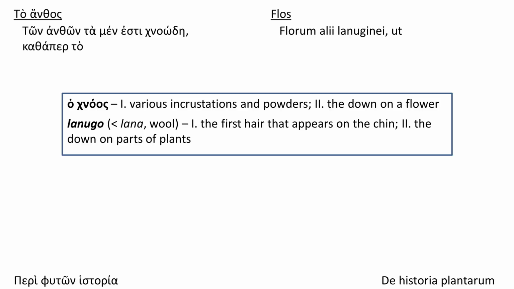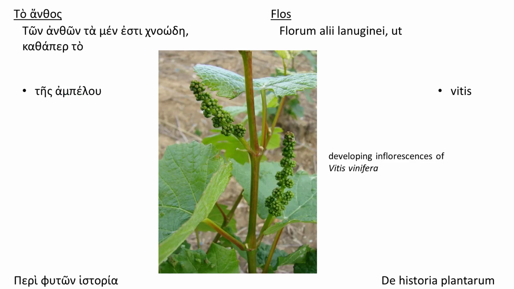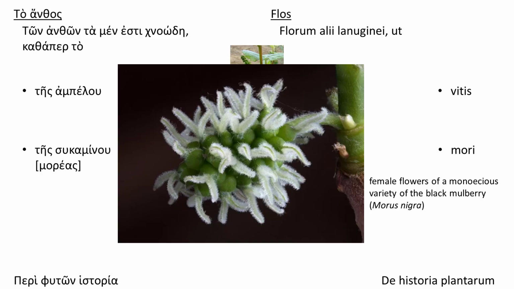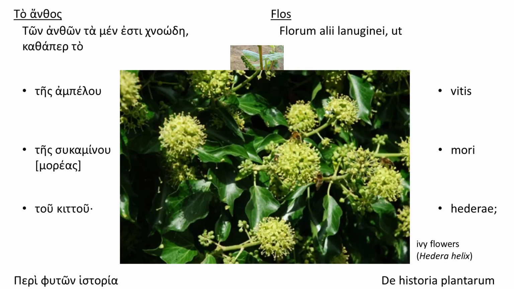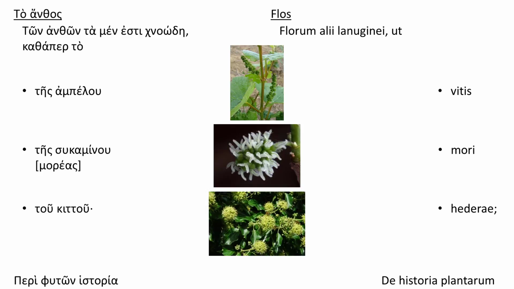Ton anthon ta menesti knoode, katsaper to tes ampelu. Of flowers, some are knoode, as for example that of the vine, florum alii lanuginei ut vitis, that of the fig, to tes sucaminu, that of the mulberry, Latin mori, and in Greek the mulberry tree is both he sucaminos and he morea, that of ivy, to tu kitu, Latin heterae. So Theophrastus does not limit flowers to those that have showy petals.